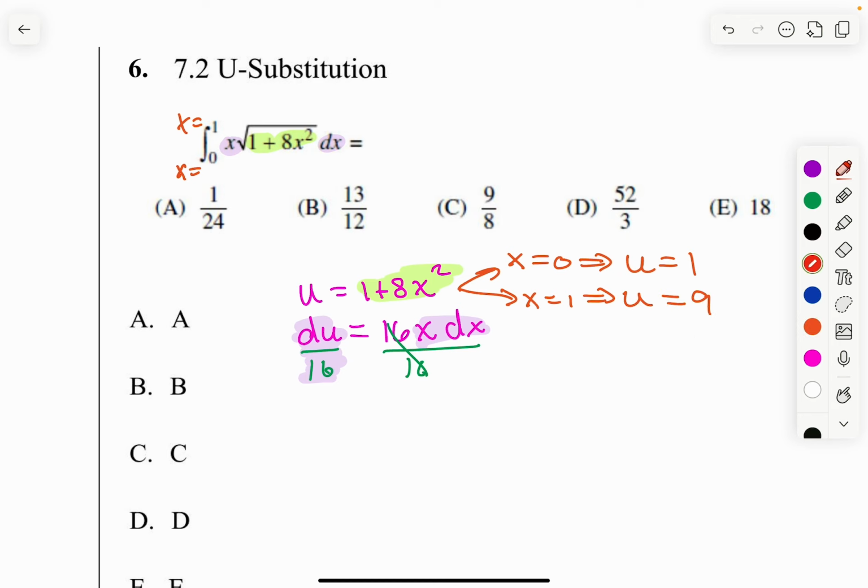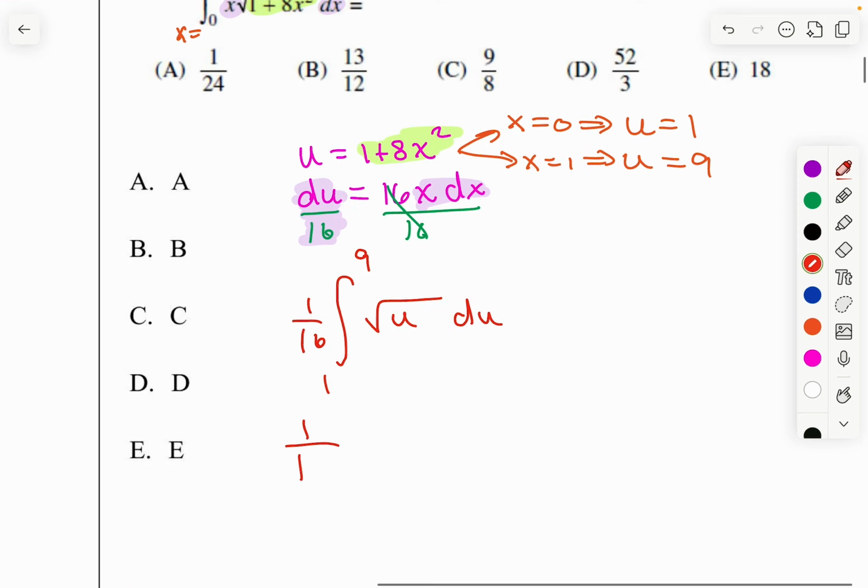And so my new integral becomes the integral from 1 to 9. x dx gets replaced with du over 16, and then it's the square root of u. And now I can just proceed as if this was the original problem.